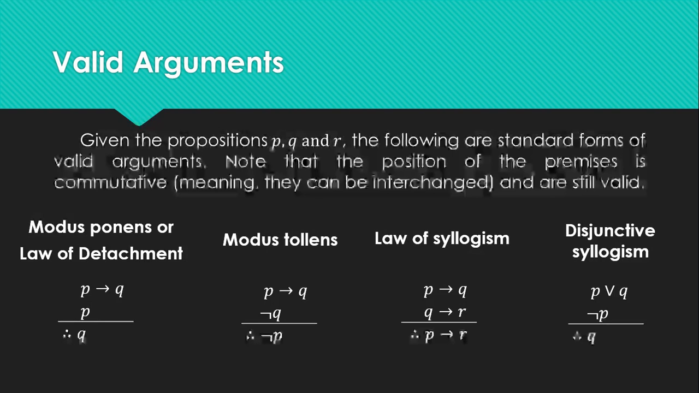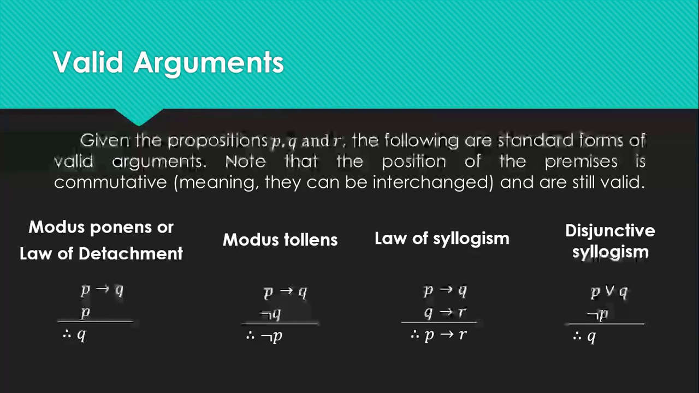The fourth valid argument, or standard form of a valid argument, is the disjunctive syllogism. Here, one of the premises should be a disjunction, P or Q, and the other premise will be the negation of our first proposition, and the conclusion should be the second proposition. In the disjunctive syllogism, observe the pattern of the propositions and determine whether they are arranged in such a manner.